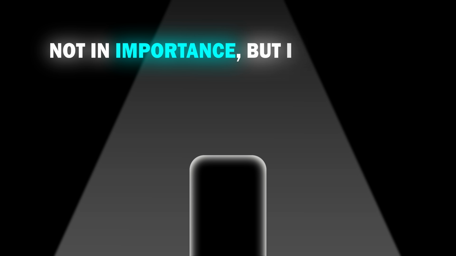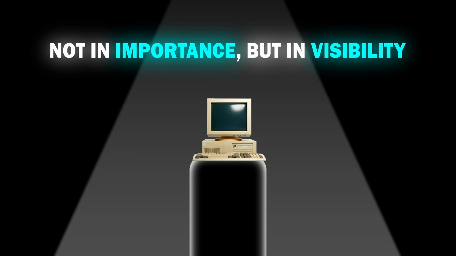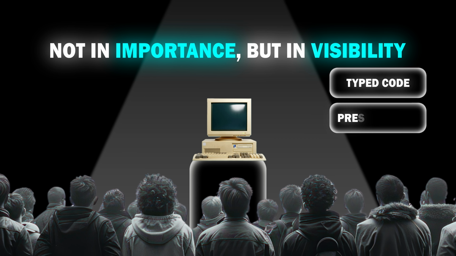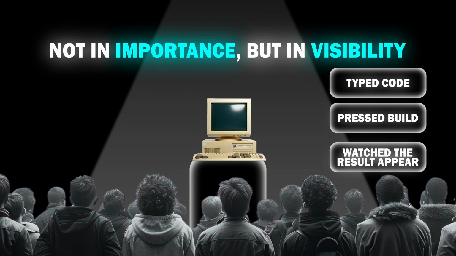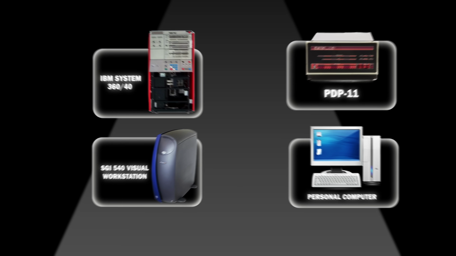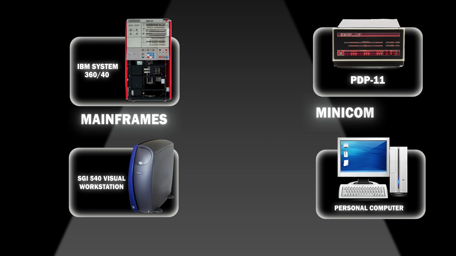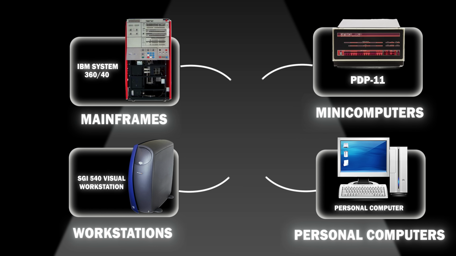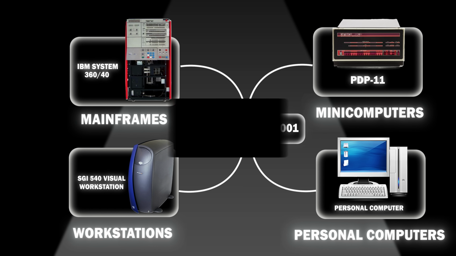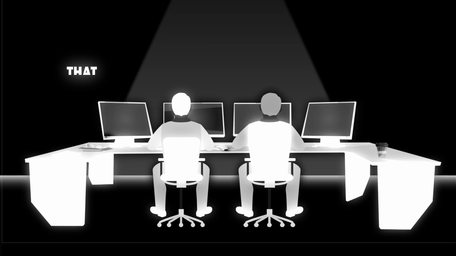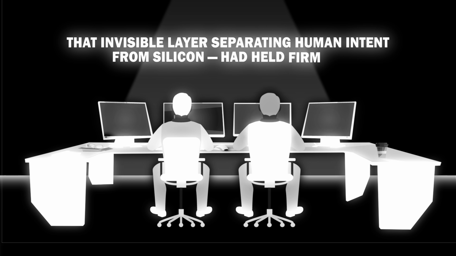By the late 1980s, the compiler had vanished, not in importance but in visibility. It had become part of the machine itself. Developers no longer thought about it directly. They typed code, pressed build, and watched the result appear. But inside that quiet moment, billions of rules still unfolded. The architectures had multiplied. Mainframes, mini-computers, workstations, and soon, personal computers. Each new system demanded its own dialect of machine code. And yet through it all, compilers had learned to adapt. The abstraction barrier, that invisible layer separating human intent from silicon, had held firm.